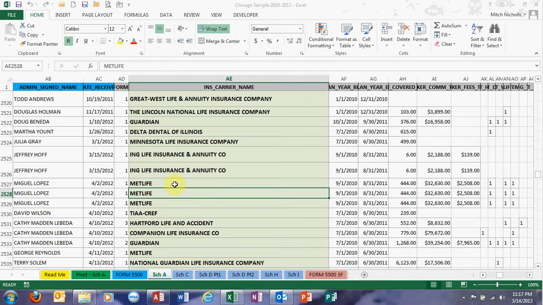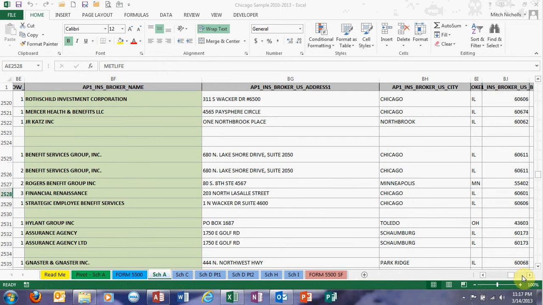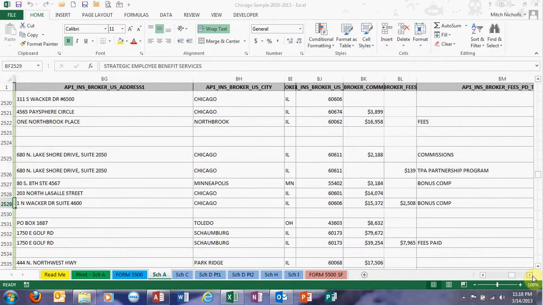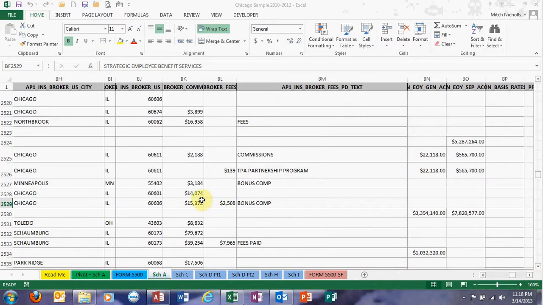So whenever I see multiple Met lives, there could be multiple brokers involved, and each one of those iterations will show up through here. And as we go across, you can see how much that each of the brokers received as far as commissions and fees. And if there's any fees, usually there's some kind of fee text on there.